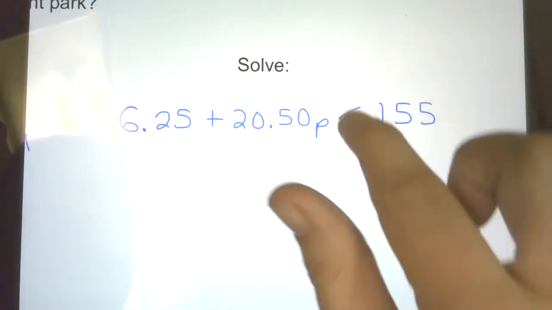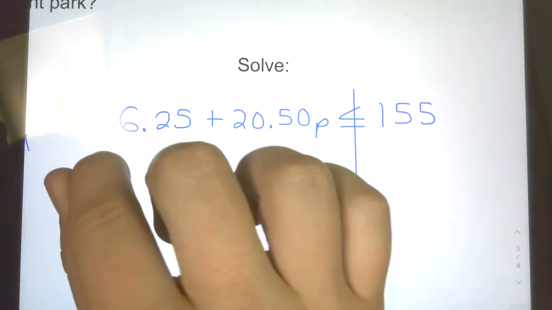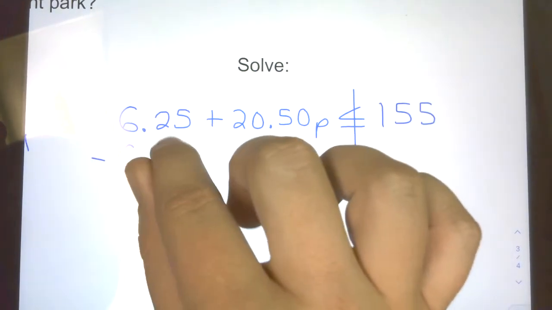Set it up and solve it. I'm going to subtract 6.25 on both sides.